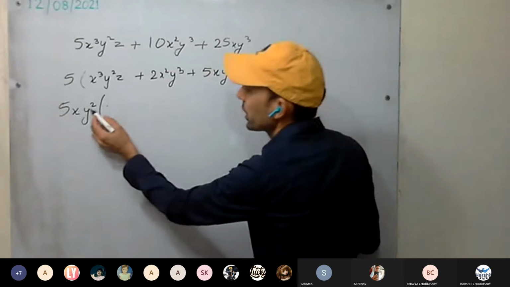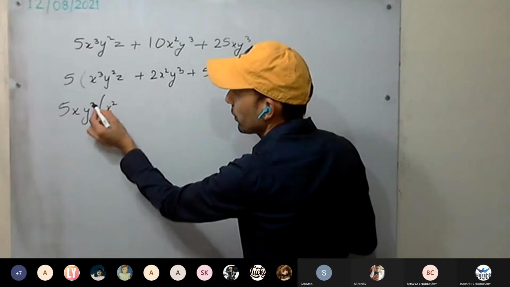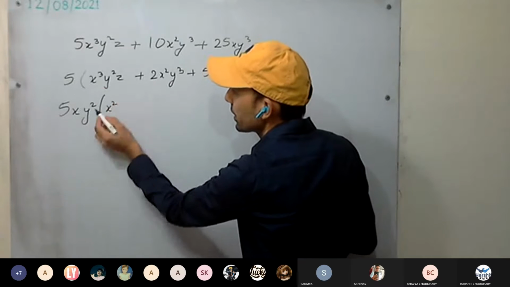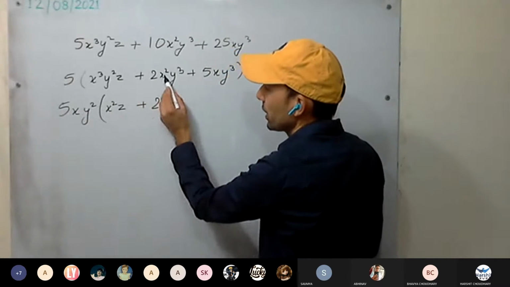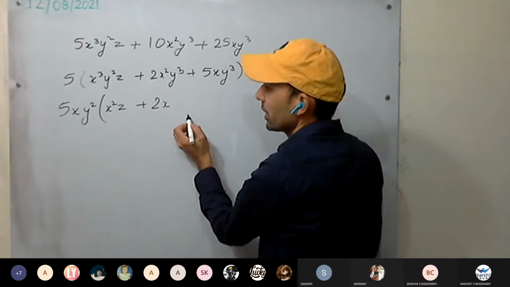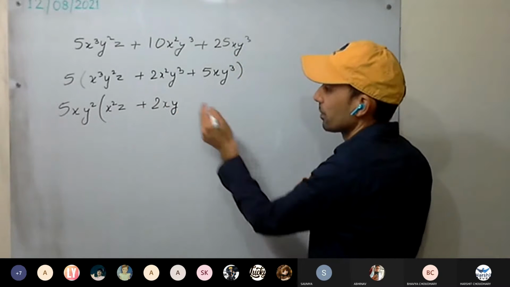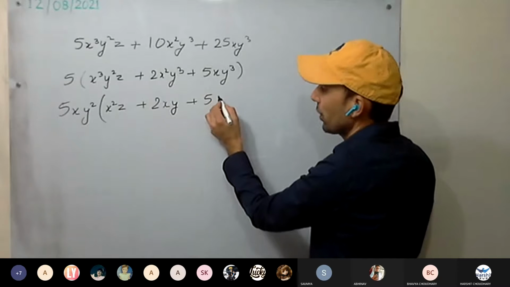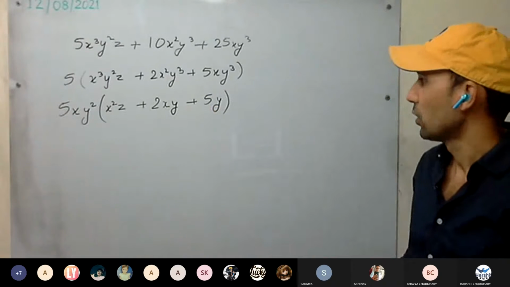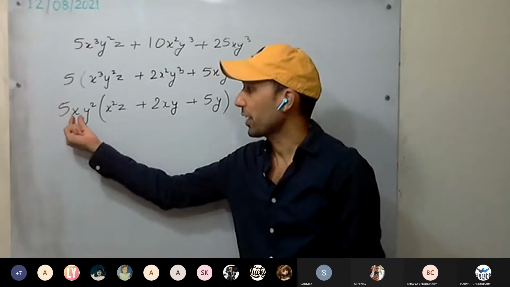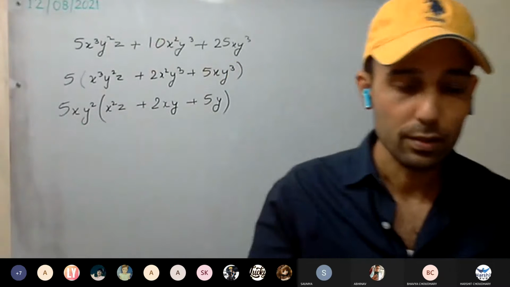So here it will be x square, y square we have taken outside, and z will be there. So 2 will be there. X square, x we have taken outside, so x will remain. Y cube, y square we have taken out, so y will remain. Plus 5, x we have already taken out, y square we have taken, y will remain. So this is the answer. So 5 is a factor, x is a factor, y square is a factor, and this is a factor. Is it clear to all?